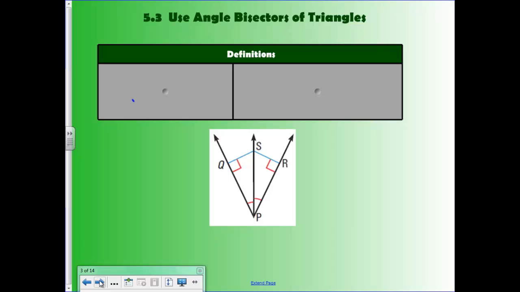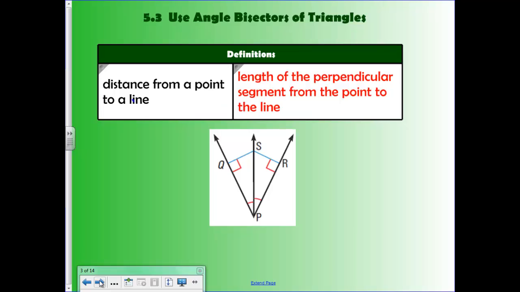So here we go. I have distance from a point to a line. I know it's not necessarily a vocab word because it's a phrase, but this is something you need to know and have filled in on your paper. Distance from a point to a line is the length of the perpendicular segment from the point to the line.